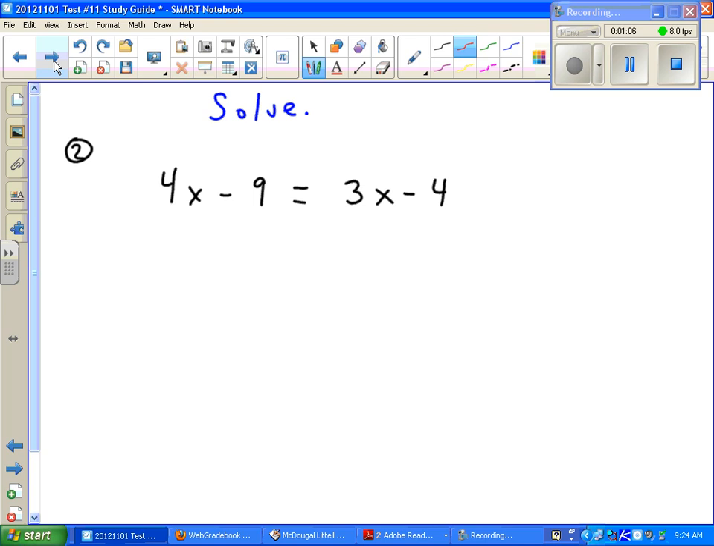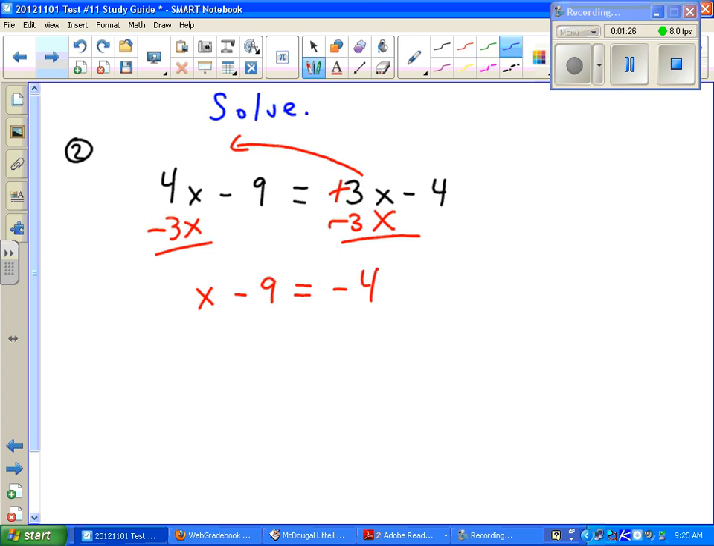For number 2, we're solving for x. Notice we have variables on both sides, 4x on the left, 3x on the right. You want to move your x's all to the same side. That's positive 3x, so you want to subtract 3x. You subtract 3x on the right, you got to do the same on the left. 4x minus 3x is 1x. Minus 9 equals negative 4.